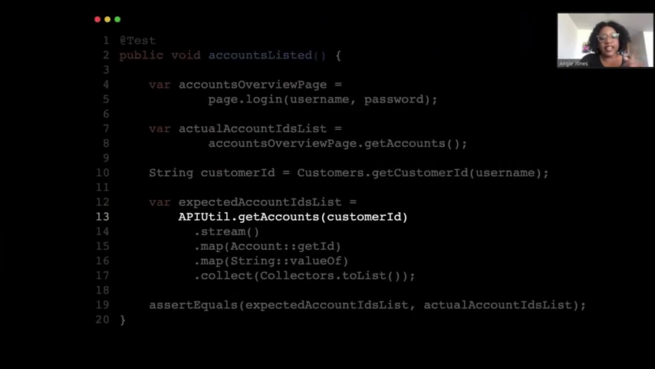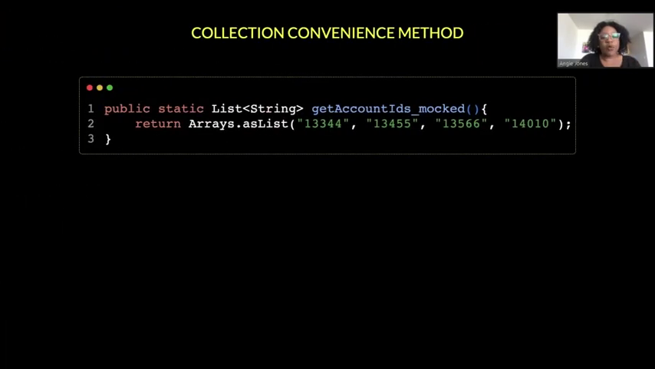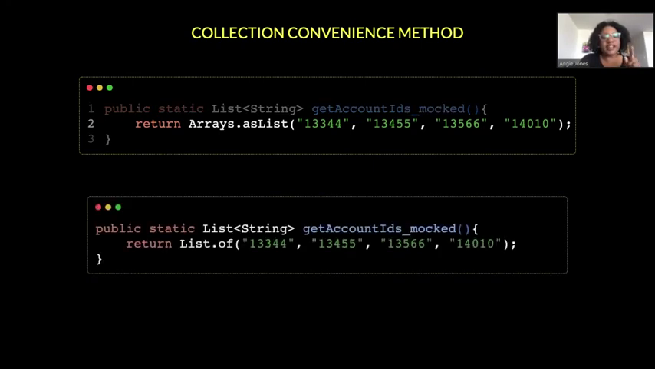All right, one more thing I want to show you in that API class. Let's say that we didn't want the entire response, but we wanted to just return a hard-coded list of expected accounts. The old way of doing this would be to use this Arrays.asList method right here. However, in Java 9, the of method was introduced for all entities in the collection framework. So lists, maps, sets, etc.